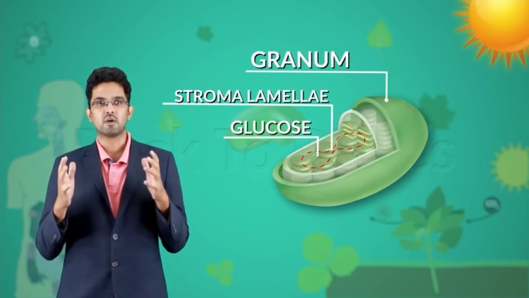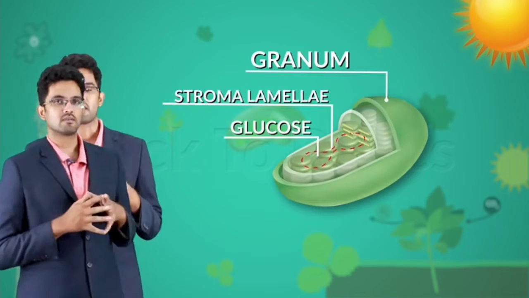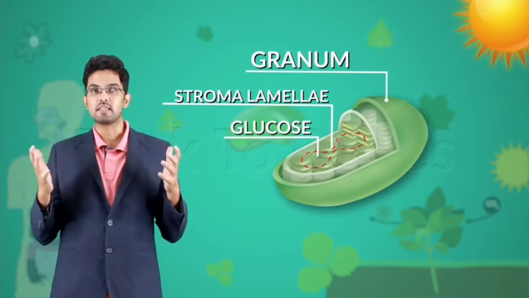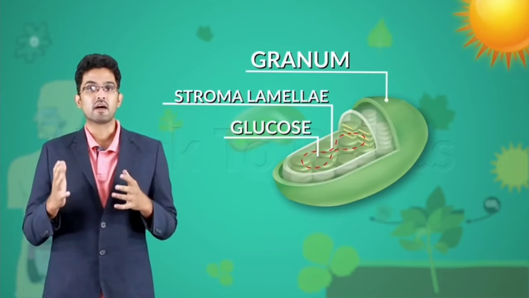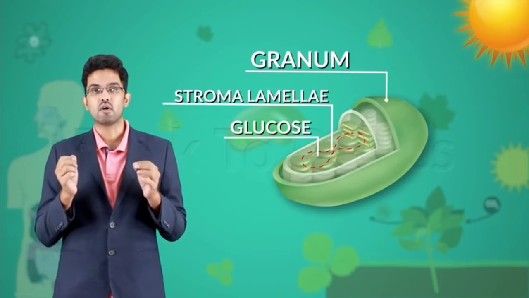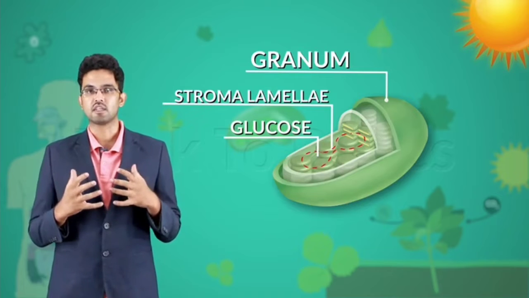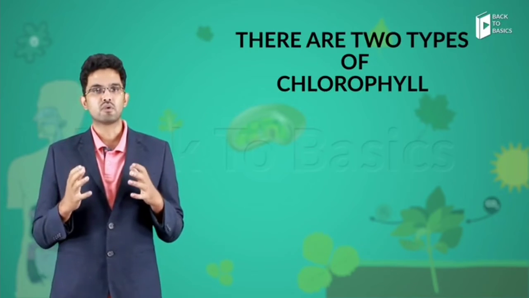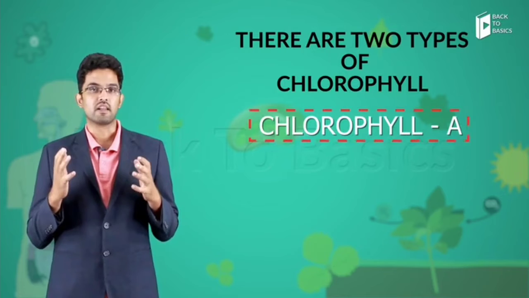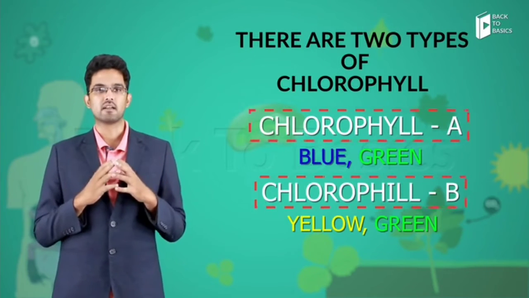These pigments are the ones responsible for producing organic molecules such as glucose, and chlorophyll is just one among many such pigments. Chlorophyll contains one atom of magnesium, and its structure is similar to the heme of hemoglobin, which, as we all know, is a red pigment that transports oxygen in blood. Again, there are two types of chlorophyll. First is chlorophyll A, which is blue-green in color, and chlorophyll B, which is yellow-green in color.